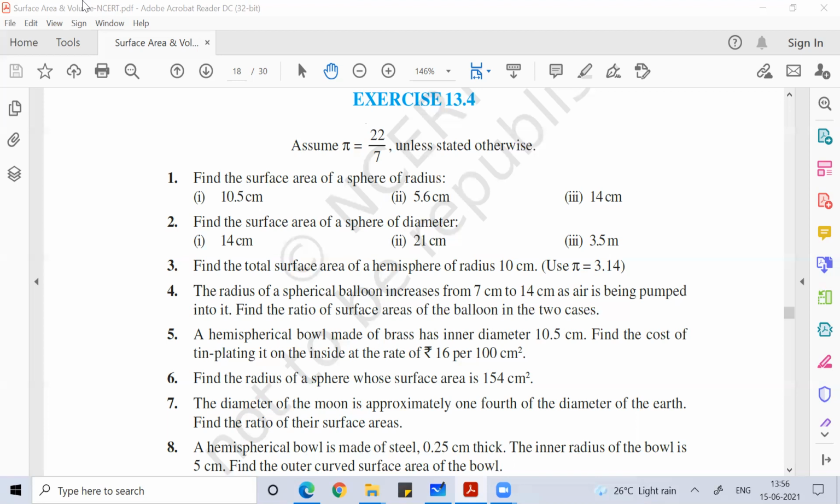462 threes are 1386. So 1386 centimeters square. Yeah, centimeters.